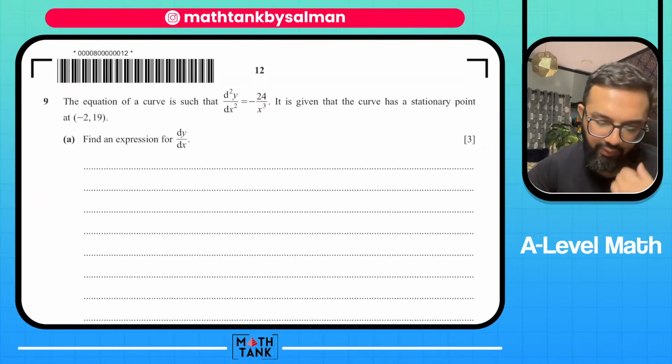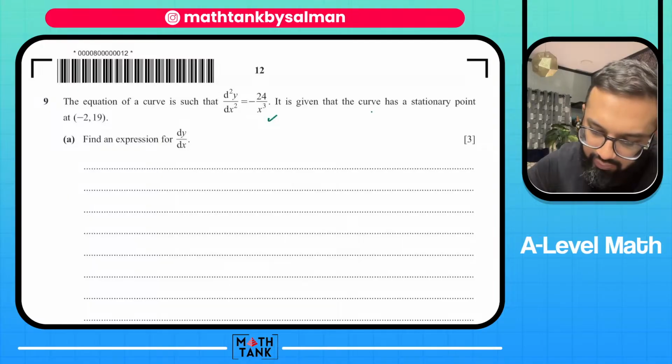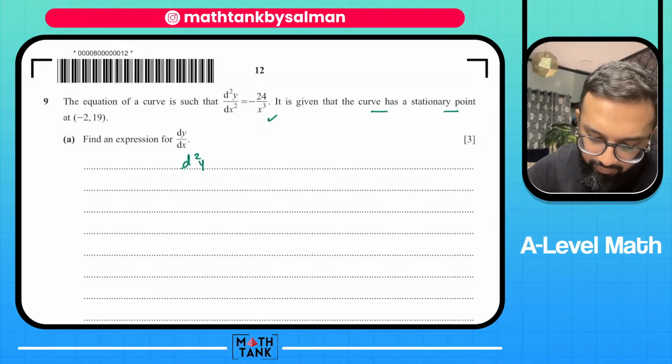Okay, the equation of a curve is such that, it is given that the curve has a stationary point. Okay, so I will have to integrate first to find dy by dx.